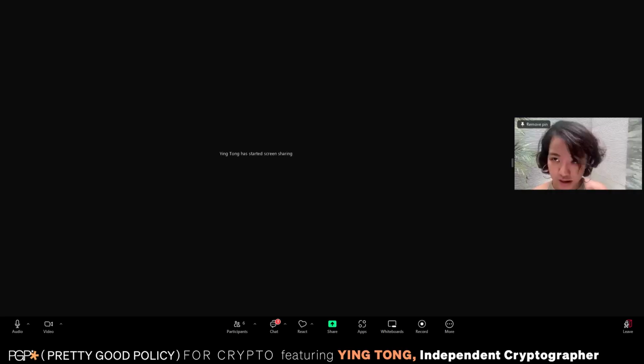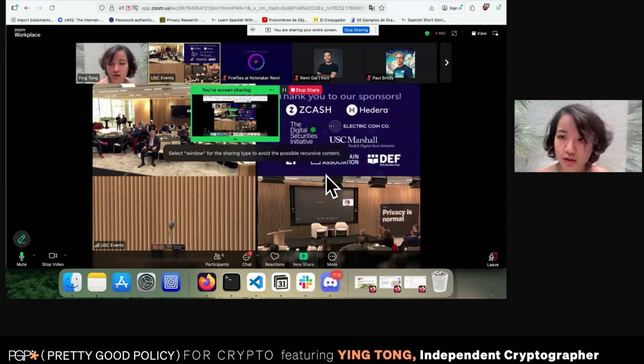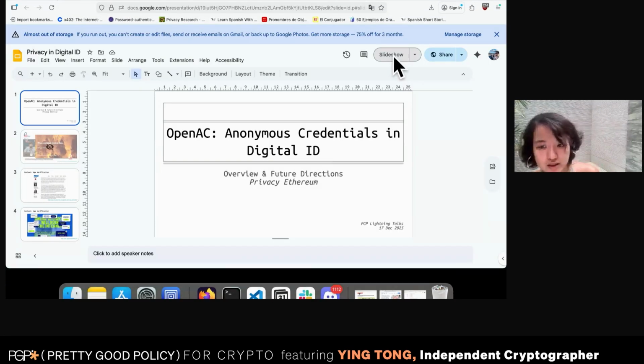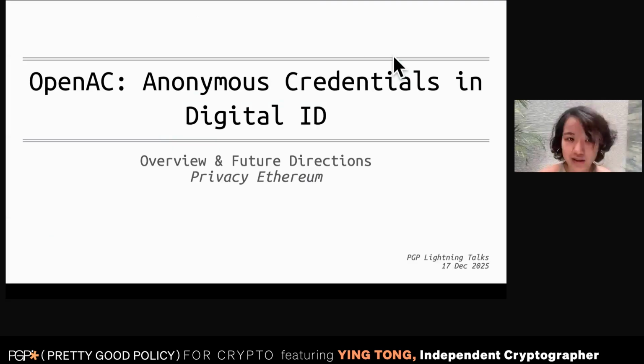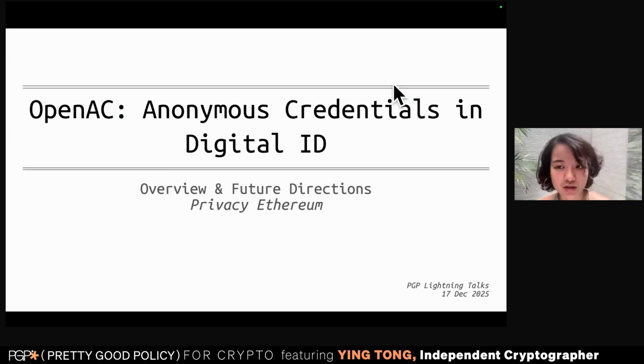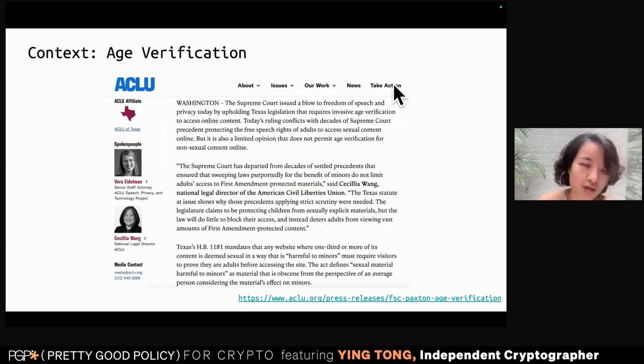So I'm going to share some recent work by the Ethereum Foundation on OpenAC. This is a framework for anonymous credentials and digital ID. Much of this work is motivated by the age verification requirements that are becoming widespread across the US as well as the EU.